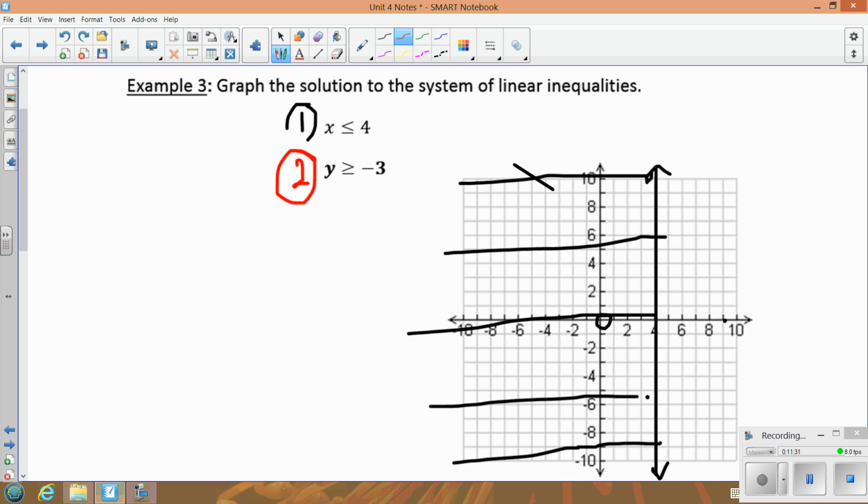Y is less than or equal to negative 3. Well, negative 3 is going to be a horizontal line going through negative 3. So let's draw a horizontal line. Again, another solid line because I have the equals bar underneath. Let me just change the color of this.